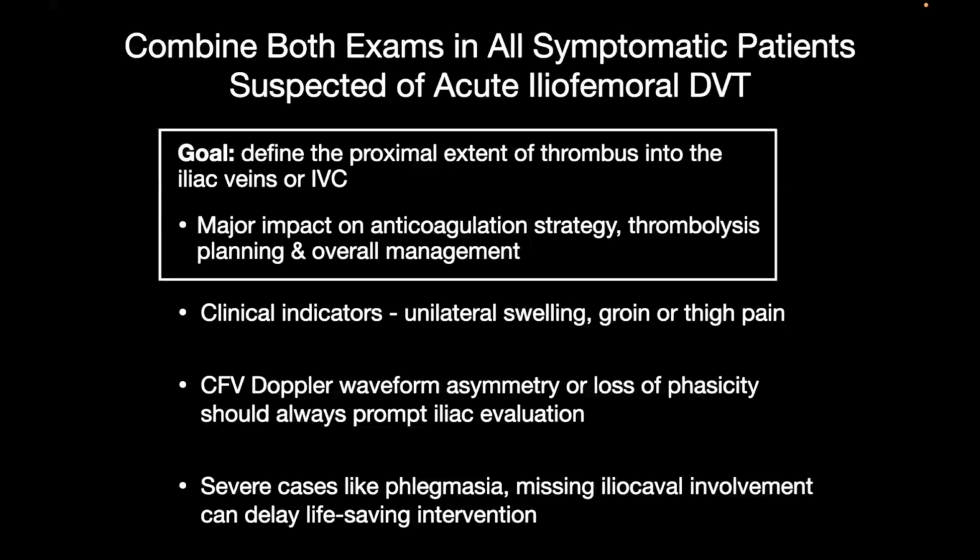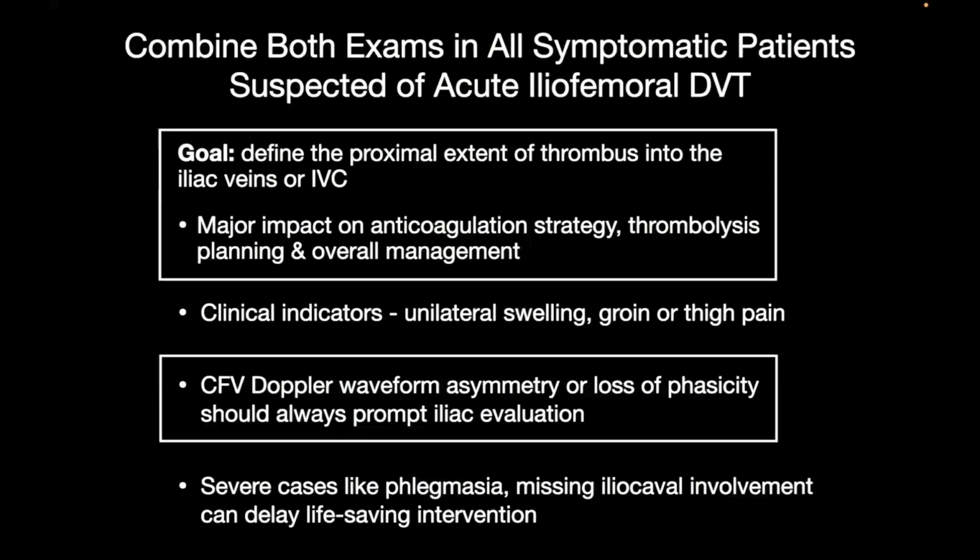I also want to recommend, and I feel strongly about this, the use of the common femoral vein pulse Doppler waveforms. I routinely, in all of these exams, use it as a screening tool. When these parameters are optimized appropriately, you can see the obvious changes in the asymmetry and the loss of phasicity. Certainly when that's apparent, that is consistent with there being an obstruction above, and it's very important to get a good look. Certainly in the more severe cases like phlegmasia, you never want to miss any sort of iliocaval involvement. It can certainly delay life-saving intervention.